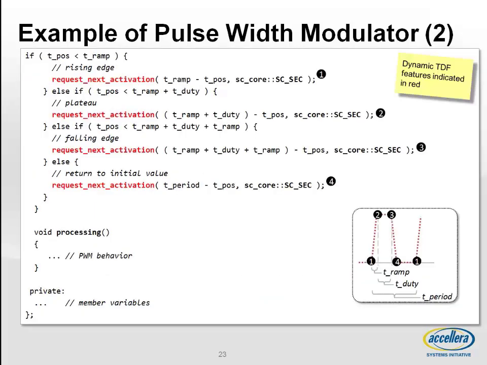And similar as in SystemC, where you have the next trigger function, we have a similar type of function, what we call request next activation, so that we can activate the analog computation at the moment we want. And that means that we only compute at the edges where the signal changes.